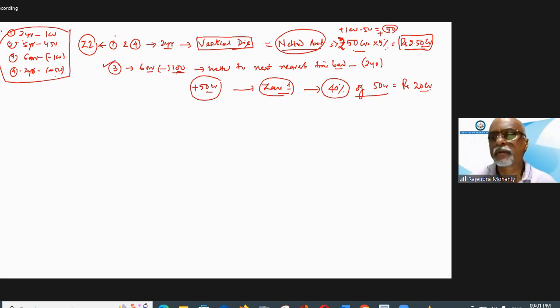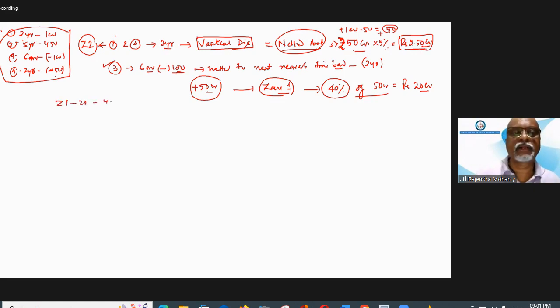Sir, how did you get 40% balance? Already, sir, I have given 40%. When the interchange happens between zone 1 and zone 2, it is 40%. When it happens between zone 2 and zone 3, it is 40%. When it happens between zone 3 and zone 1, it is 100%. That vertical and horizontal disallowance I have shown in the table. Okay, it is according to the table.